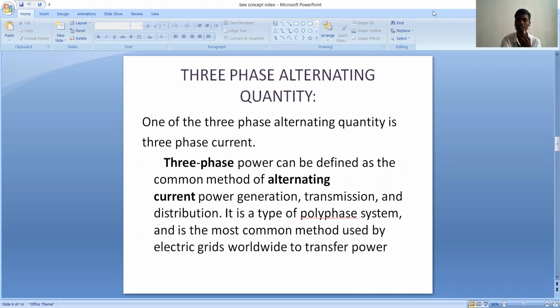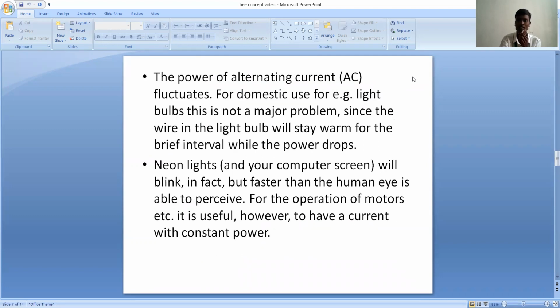Three-phase power can be defined as the common method of alternating current power generation, transmission, and distribution. It is a type of polyphase system and is the most common method used by electric grids worldwide to transfer power. The power of alternating current, also known as AC, fluctuates. For domestic use, for example light bulbs, this is not a major problem since the wire in the light bulb will stay warm for the brief interval while the power drops.